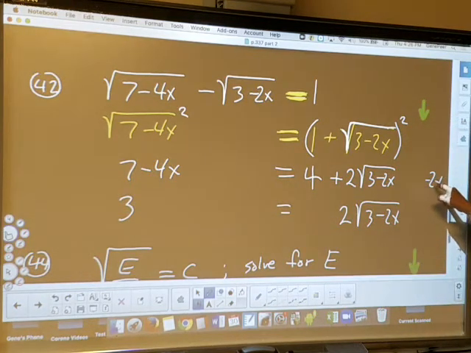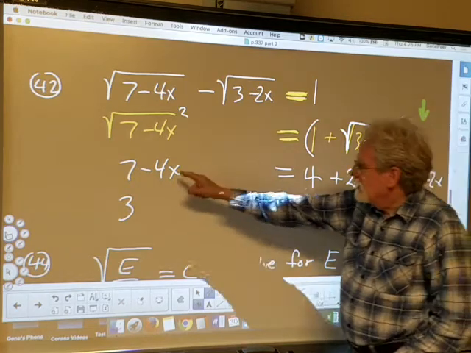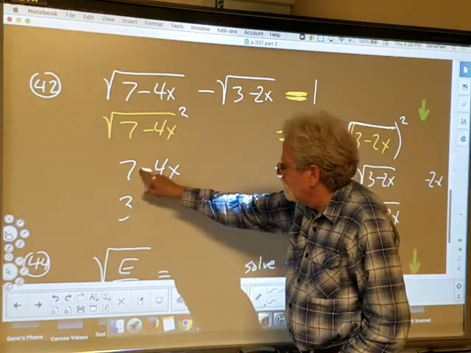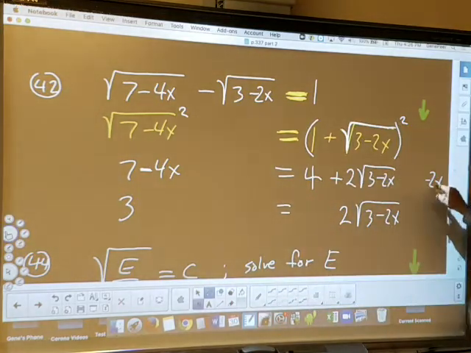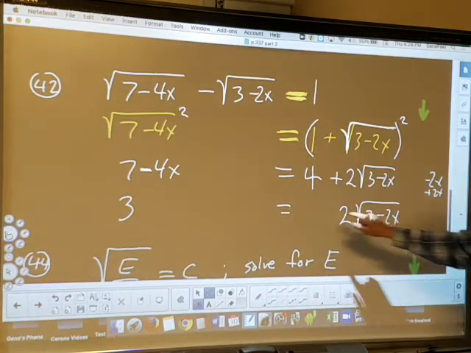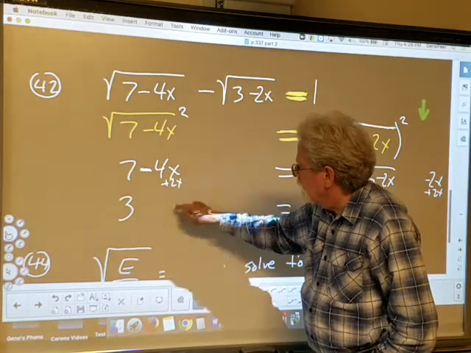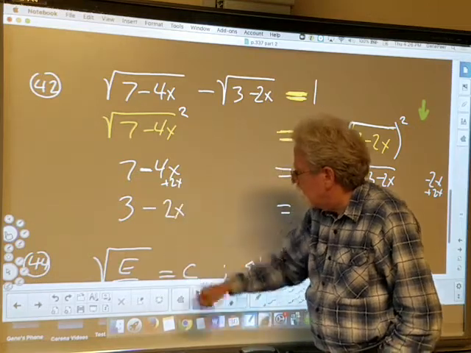Let's add 2x while we're at it. What's negative? Watch out for signs, folks, please. What's negative 4x plus 2x plus 2x? That's going to be minus 2x.